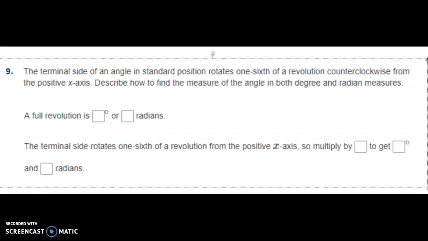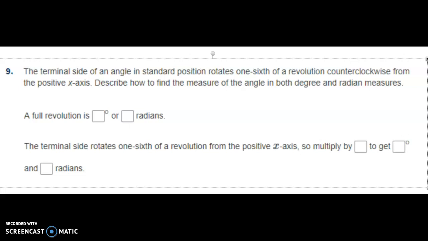Number 9 is interesting. You've got to think about it for a minute. So let's talk about this. The terminal side of an angle in standard position rotates 1/6 of a revolution counterclockwise from the positive x-axis. Describe how to find the measure of the angle in both degree and radian measures.